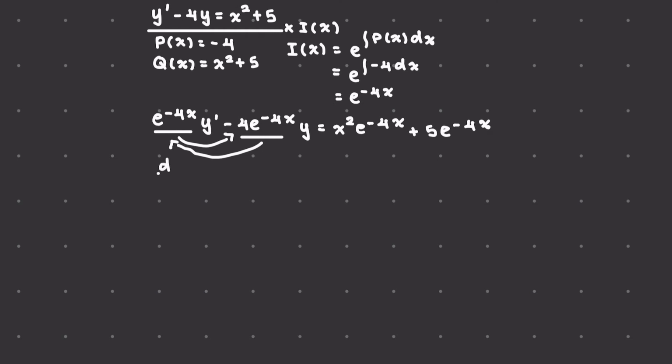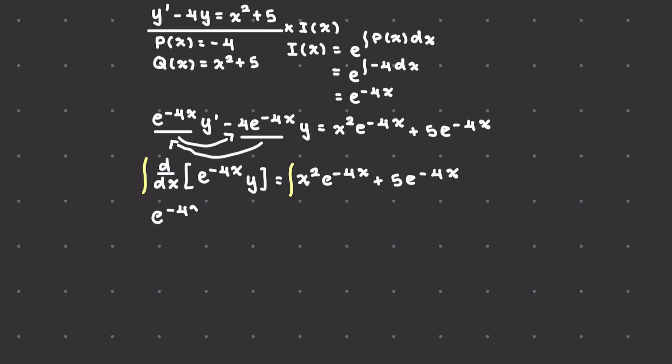And remember, we're going to take the derivative with respect to x of e to the negative 4x, our integrating factor, times y, because we want to make it into y equals equation, equal to x squared times e to the negative 4x plus 5e to the negative 4x on the right hand side. And we want this differential to be gone, so let's integrate both sides.